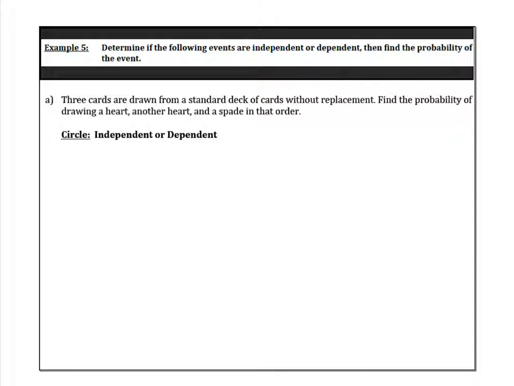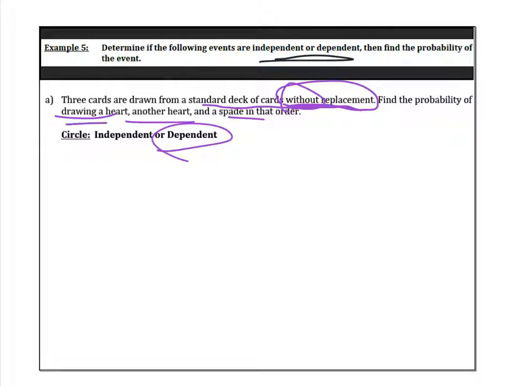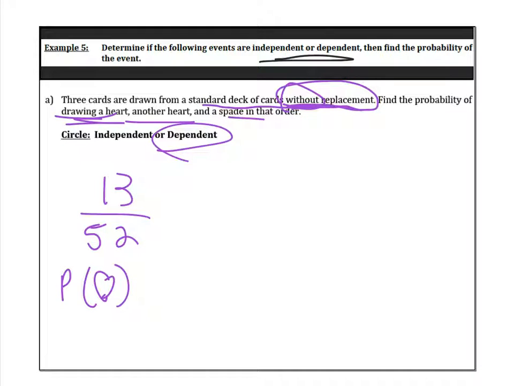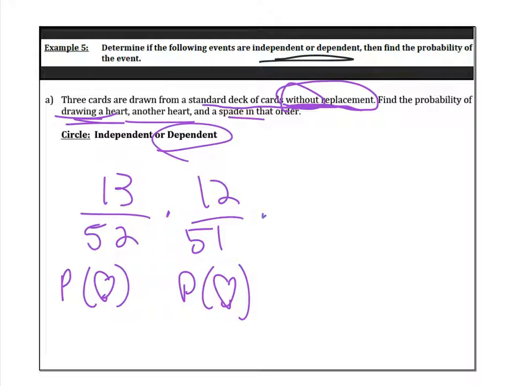So if I look here, determine if they're independent or dependent, then find the probability of each event. 3 cards are drawn from a standard deck of cards without replacement. Without replacement means dependent, because it says without replacement. Heart, heart, and spade in that order. So out of a standard deck of cards, there are 13 hearts. So that's the probability of the heart first. Then another heart, well, there's 12 hearts left out of 51 cards. And then there's still 13 spades, but there's only 50 cards left.